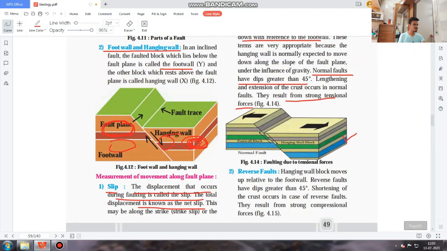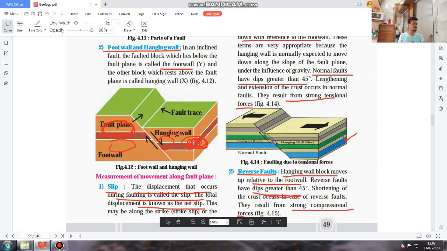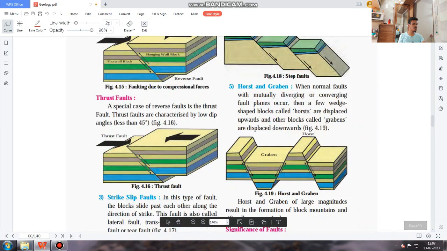Normal faults have dip greater than 45 degrees, with strong tensional forces. Next is reverse fault. Reverse fault is just the opposite: the hanging wall moves upwards with respect to the footwall, and dips are greater than 45 degrees. This is just the reverse of that. There are strong compressional forces, tensional versus compressional.